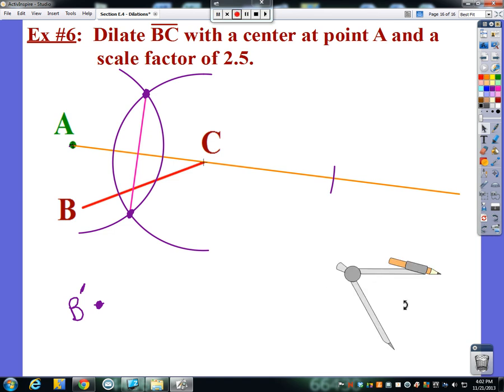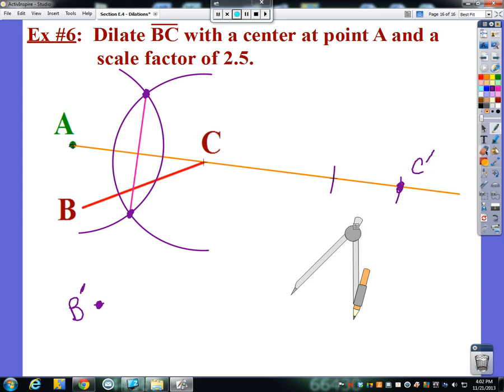So now let's take our compass one last time. Stabby end on A. Let's set our compass to be at that halfway point right there. So there's a half distance. We come back to our save point. And now we need to mark a half distance. So this point right here, there is C prime.